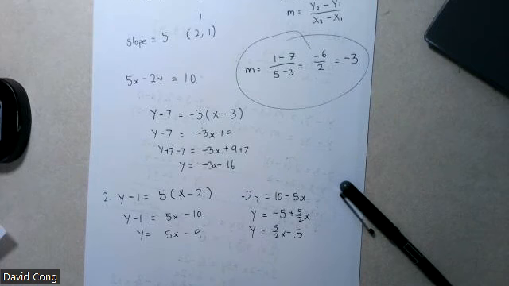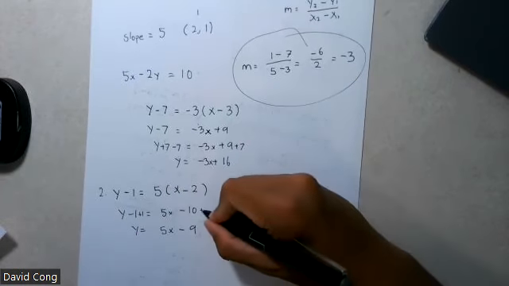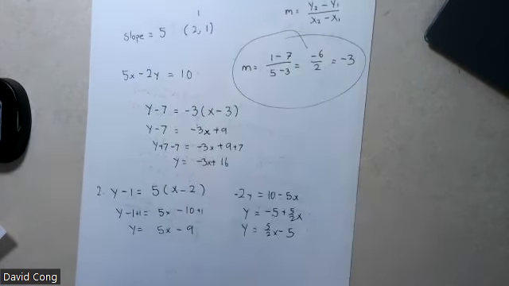Yes, it should be -9, because we see this is -10. So we have to add 1. So we have to add 1 on this side also. -10 plus 1 is -9. It's not -11.